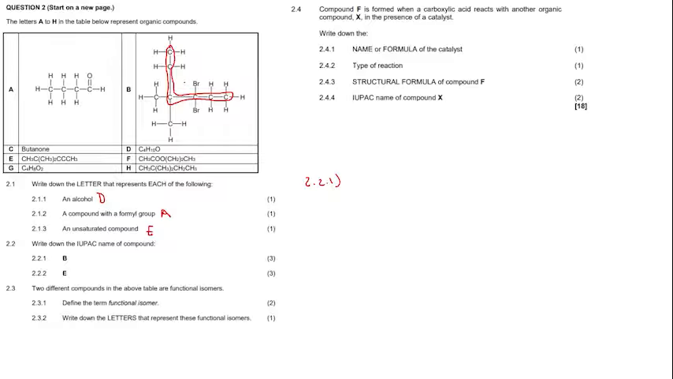On the hexane, we have 2 methyl groups. Here's one and here's the other. We also have 2 bromine atoms. In order to have the lowest numbering, we would start the first carbon over here. Our name would then be 3,3-dibromo-4,4-dimethylhexane. Question 2.2.2. The IUPAC name of E.